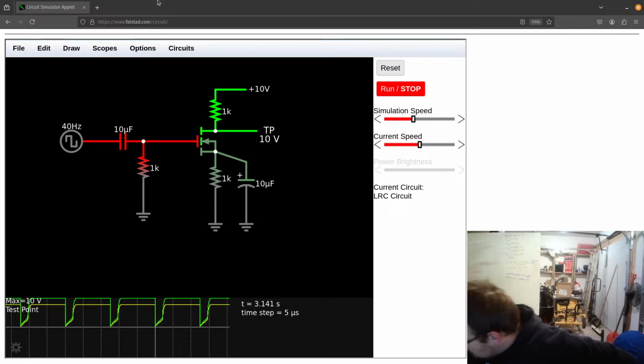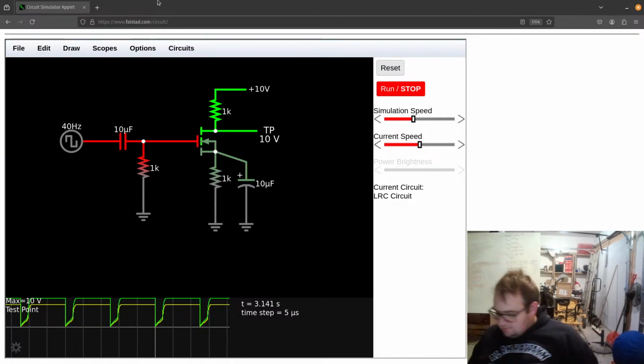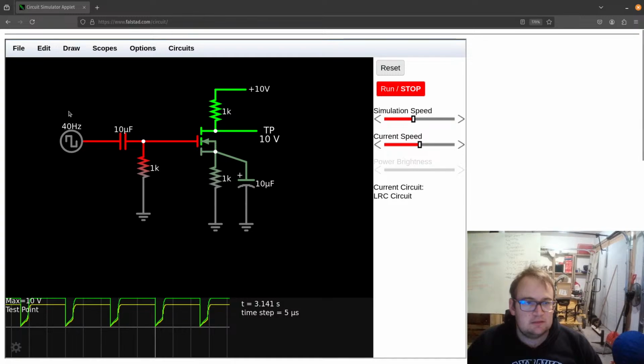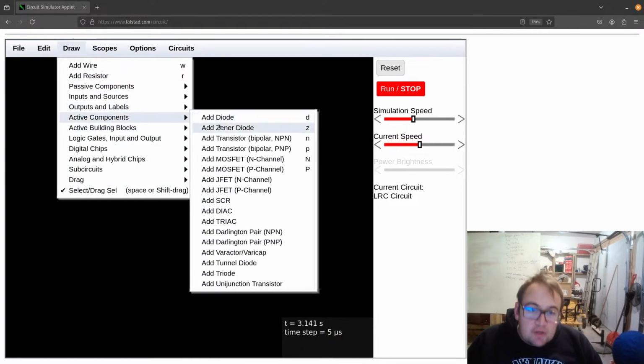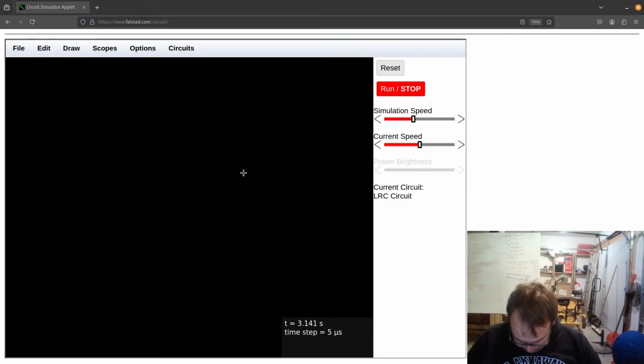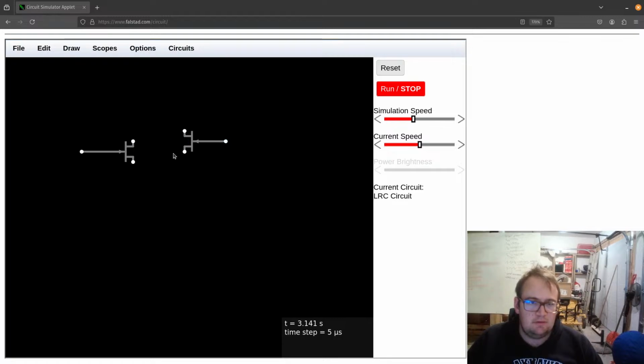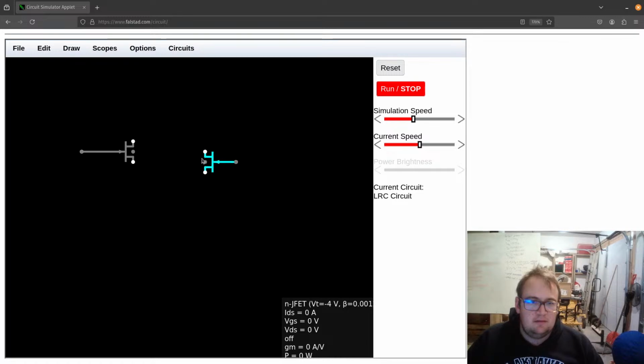So 3.36. Into the JFET differential amplifier. So let's do that. Active components, JFET, and JFET. Probably don't need to be that big. Yeah, there we go.